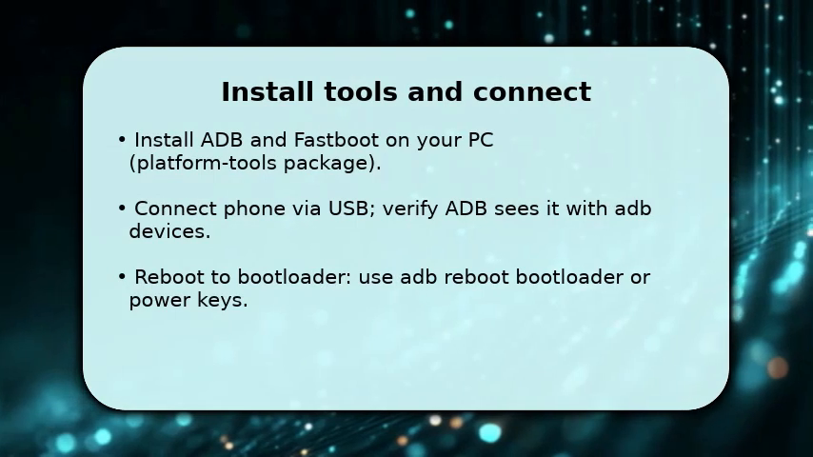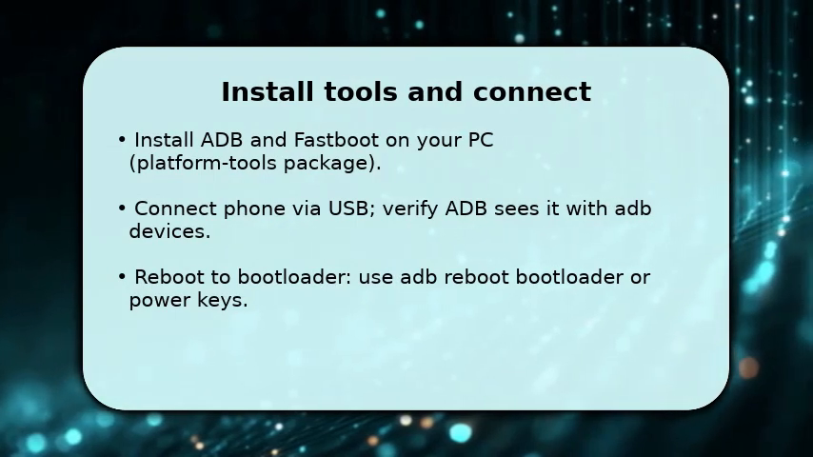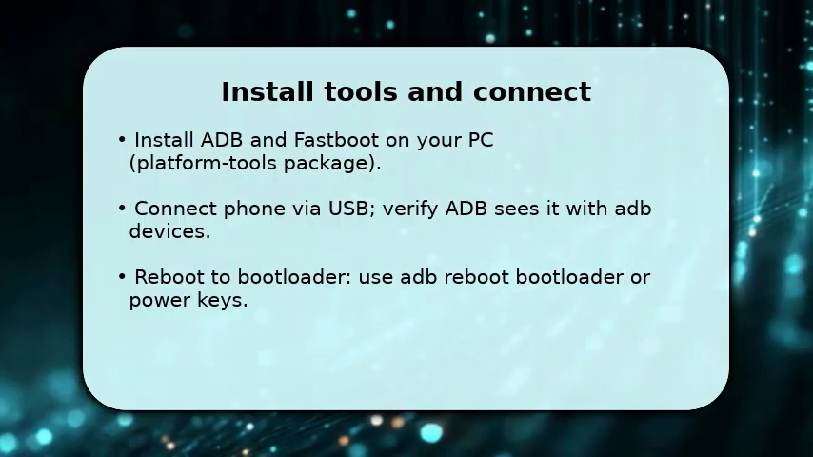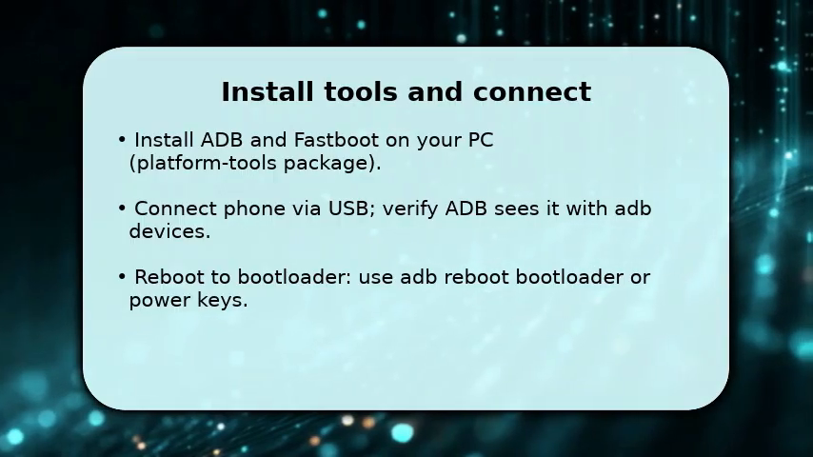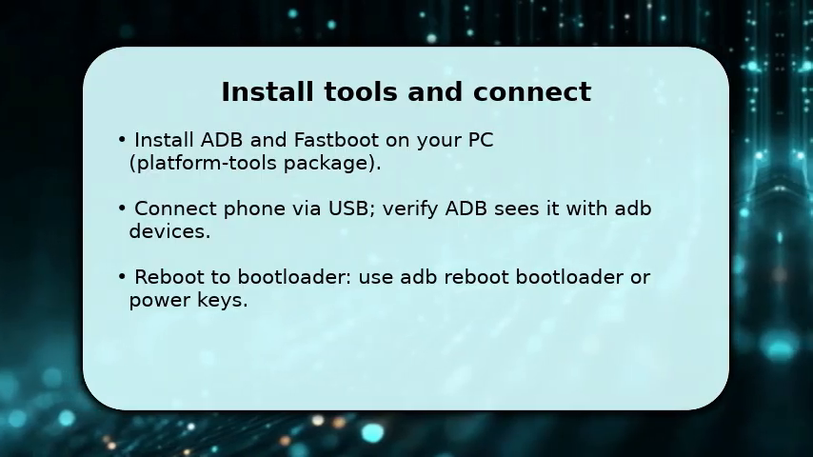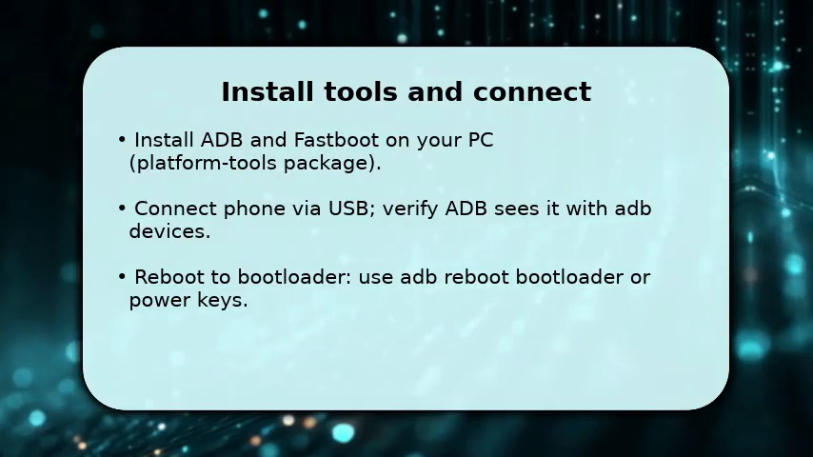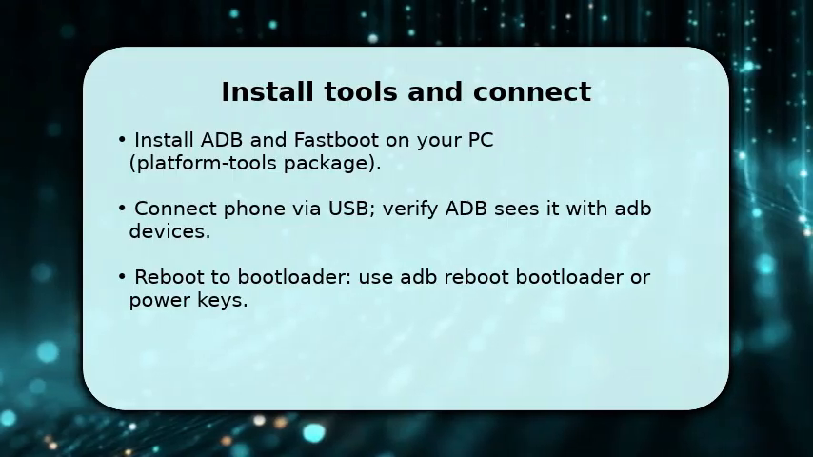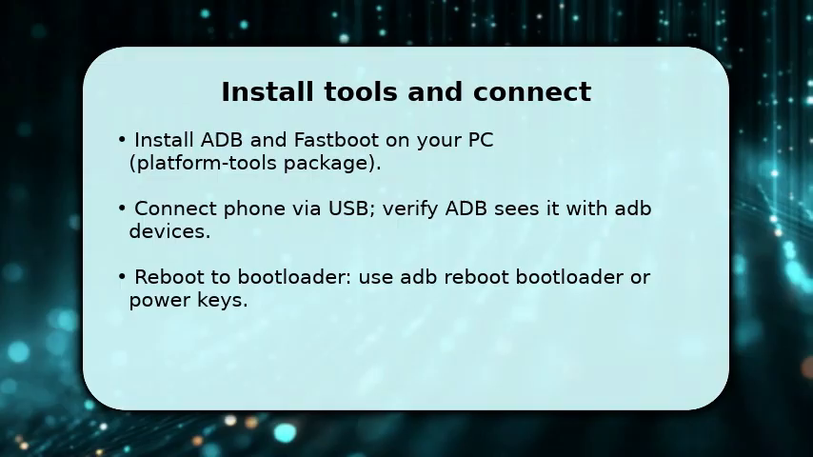You need the right tools on your PC. Install the Android platform tools so ADB and Fastboot are available. Once installed, connect the phone over USB and confirm visibility with ADB devices. If you see an authorization prompt on the phone, accept it.